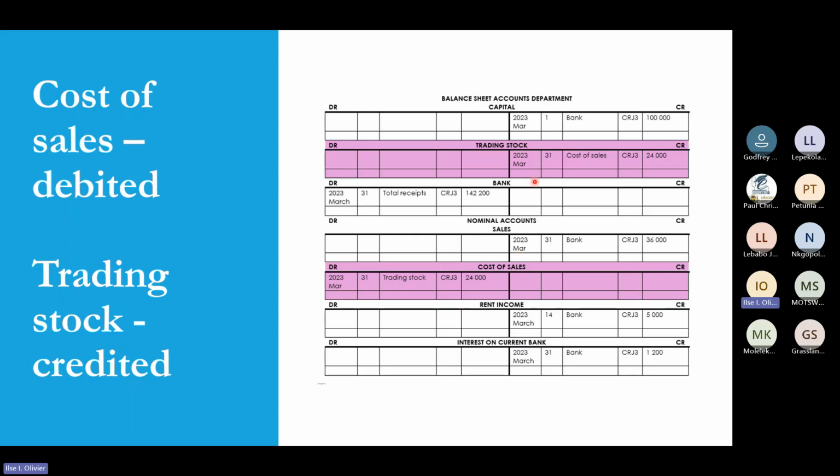Make sure that for this exam, or this control test now in June, that you look at accounts like trading stock, debtors control, and cost of sales, because that is going to become very important later when you take accounting.